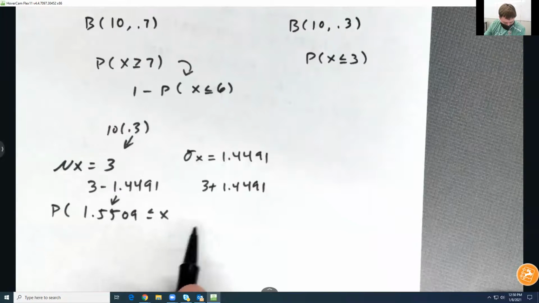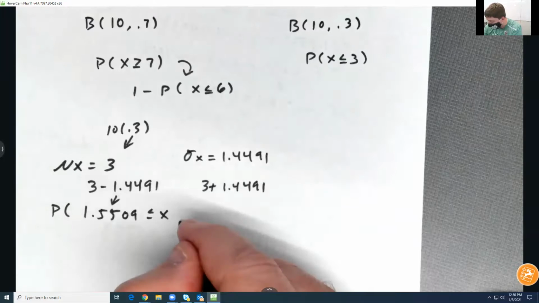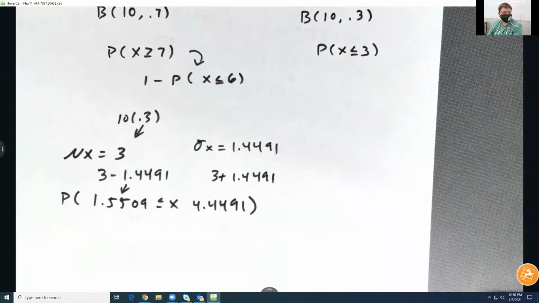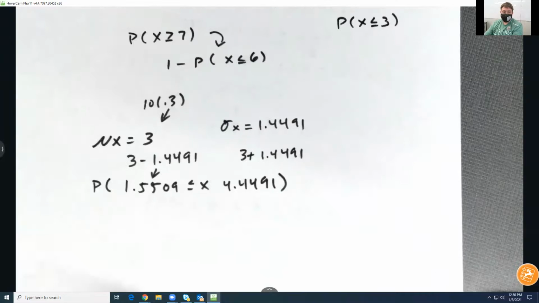And then when I do that, I got 4.4491. So that's where those numbers came from. Yeah, no problem. And just remember, you can't type this into the calculator because this is discrete. Now, if this is a continuous distribution, then we're good. We're done. Continuous can have decimals like that. We'll talk more about that when we get to them.